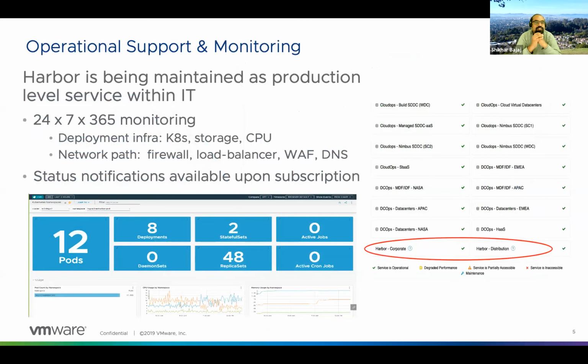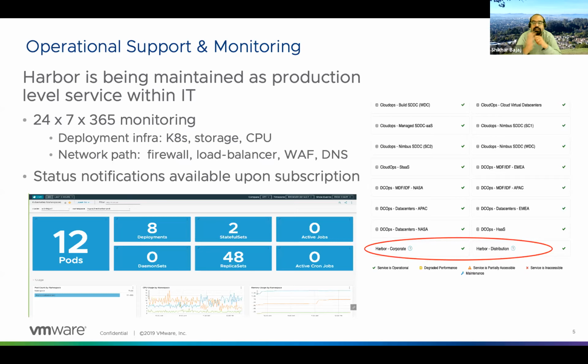In terms of operational support, as I mentioned, we're maintained as a production level service within IT. So what does that mean? We have 24/7/365 monitoring of the entire infrastructure. That includes the underlying Kubernetes, the storage, which is cloud native storage, and CPU, as well as the entire network path, which is checked regularly. That's firewall, load balancer, the WAF, the DNS, all of that is regularly checked. We have heartbeats doing pulls every minute through our Harbor instances, as well as checking for performance.